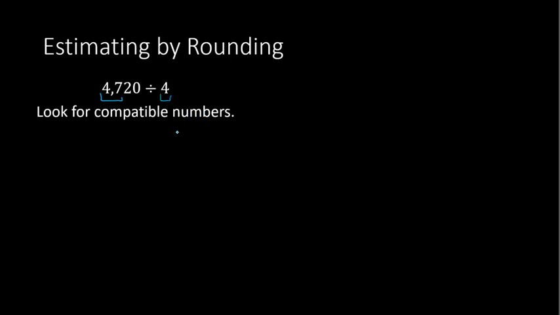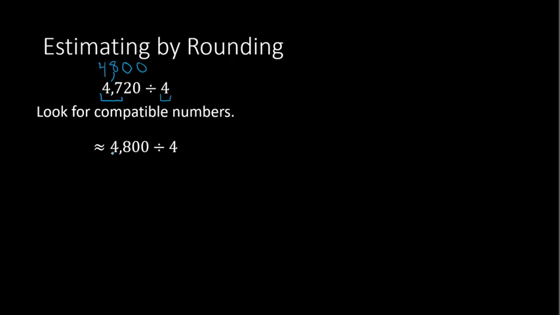We can't do 47 divided by 4 without having a remainder, but we could do 48 divided by 4, right? It's really close to 48. So what you can do is round the 4,720 to 48 and then put zeros here at the end, and that would give you 4,800 divided by 4.